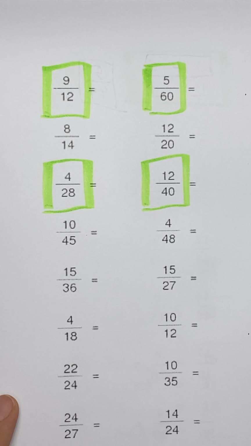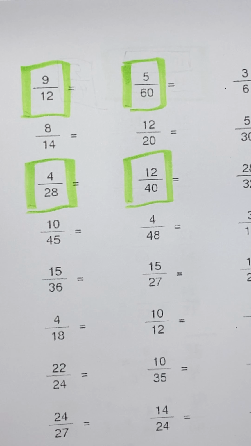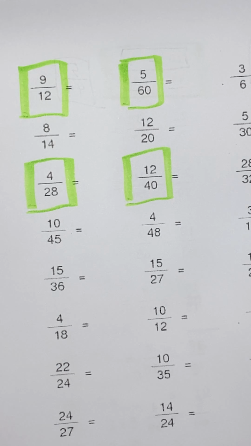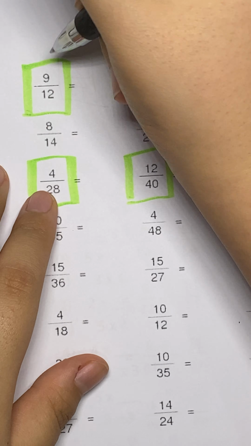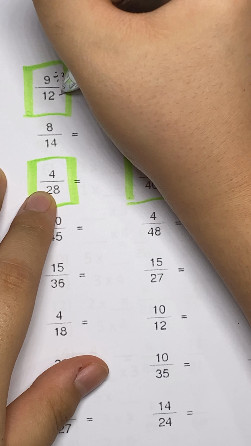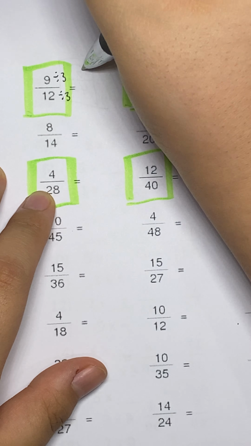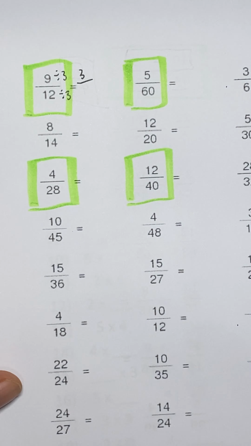So these are our next set of problems. You're going to simplify these fractions. So again, this means reducing your fraction to the smallest possible. So you're going to look at what can both of these numbers be divided by? They can both be divided by 3. So 9 divided by 3 is 3. 12 divided by 3 is 4.